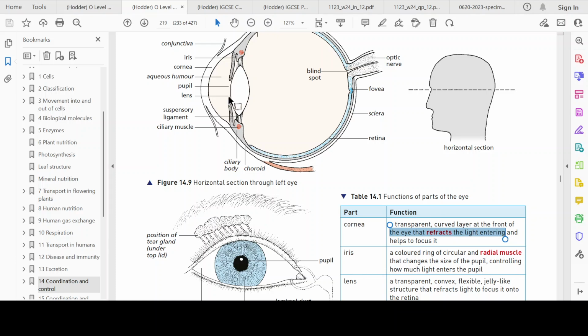The iris is a colored ring. So the eye color, right? Someone's eyes are brown, someone's are black, blue, green, gray, whatever. That's a colored ring, the iris, made of circular and radial muscles that change the size of the pupil, controlling how much light enters. So when there's bright light, the pupil contracts to minimize the light entering.